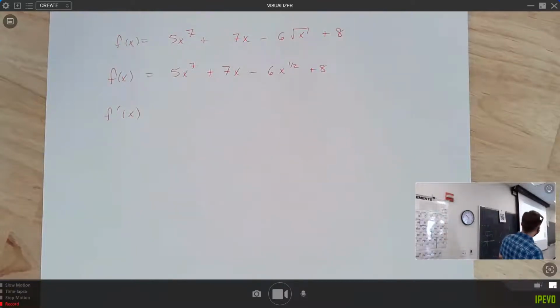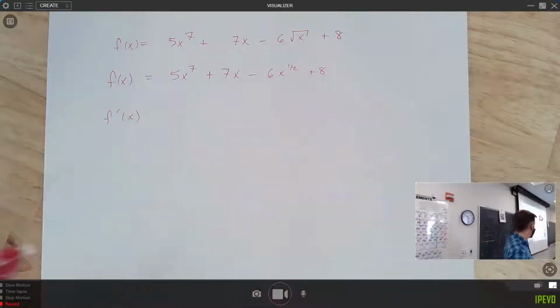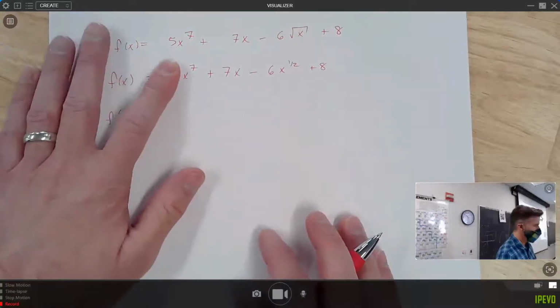I suppose maybe I should address it. So I asked the question without even thinking about the fact that I asked something a little extra. We've got these coefficients out here that we didn't have before, but we almost don't even see them. I'm just kind of like, oh yeah, 5x to the 7th. What's the derivative of x to the 7th?